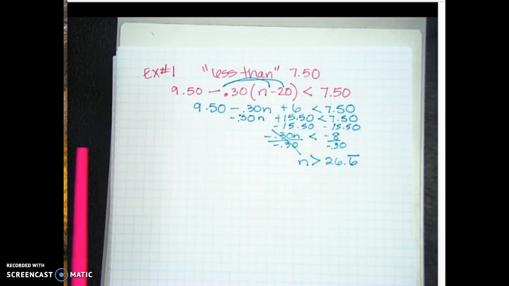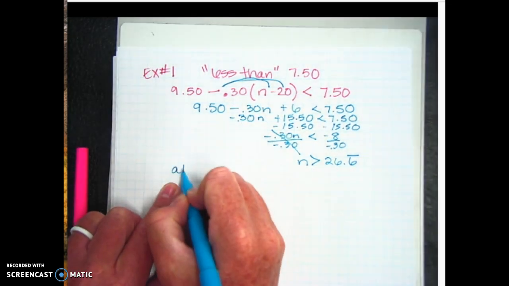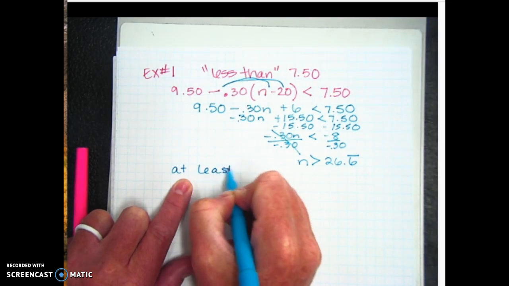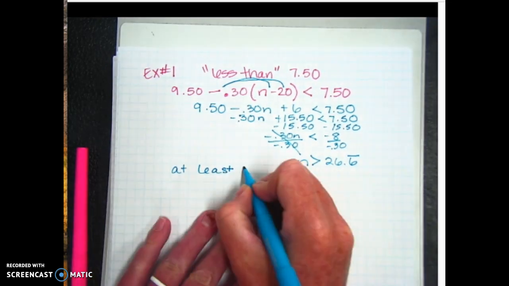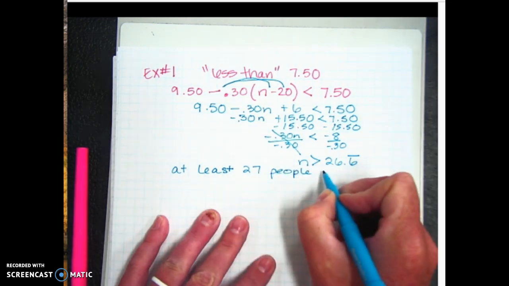Okay, if you think back to the question, we're talking about people, right? Can you have 0.6 of a person? No, you cannot have 0.6 of a person. So if we're talking about people, we need at least how many people? 27. So we need to say at least 27 people need to go if we want to pay only $7.50.